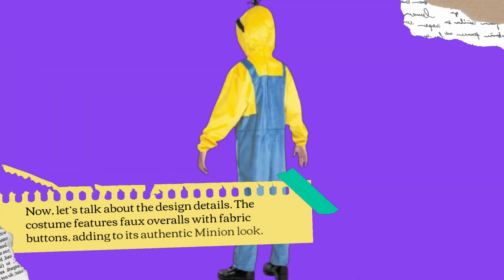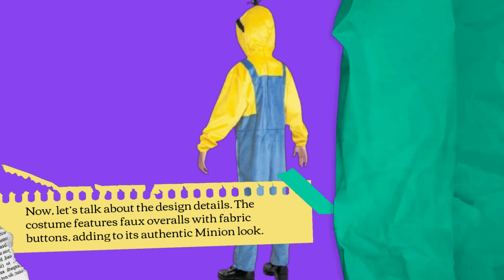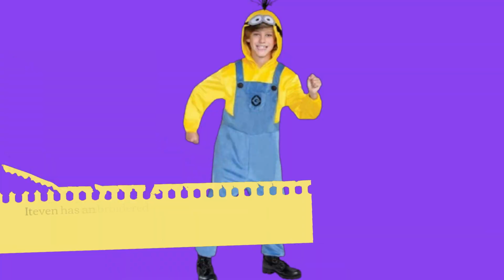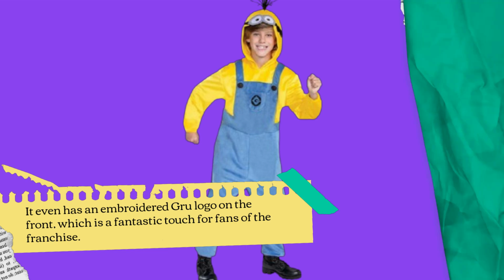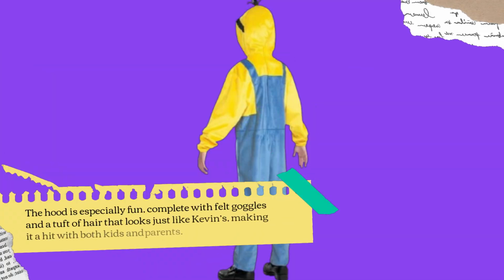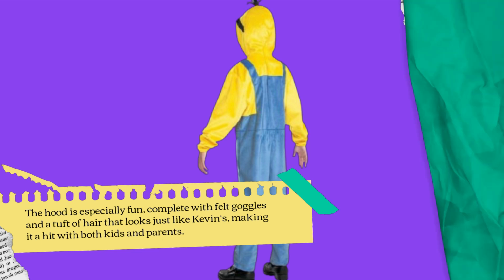The costume features faux overalls with fabric buttons, adding to its authentic Minion look. It even has an embroidered Gru logo on the front, which is a fantastic touch for fans of the franchise. The hood is especially fun, complete with felt goggles and a tuft of hair that looks just like Kevin's, making it a hit with both kids and parents.